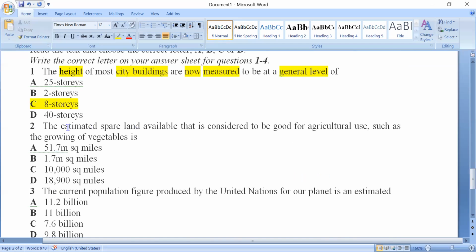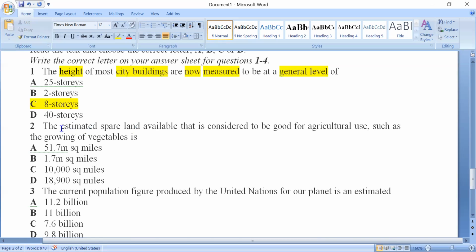Let's move on to the next part. The estimated spare land available that is considered to be good for agriculture use such as the growing vegetable is. Which are the words we can identify as keywords?